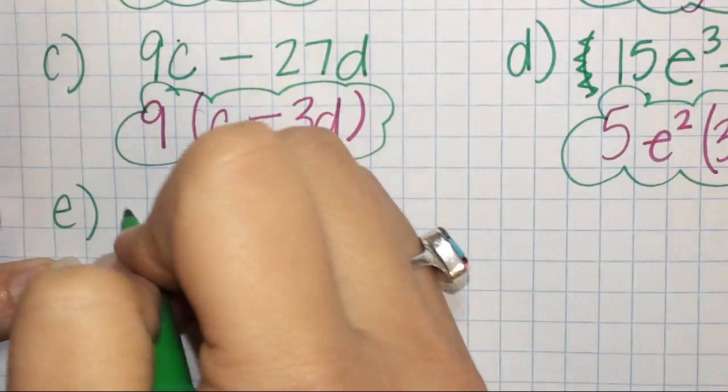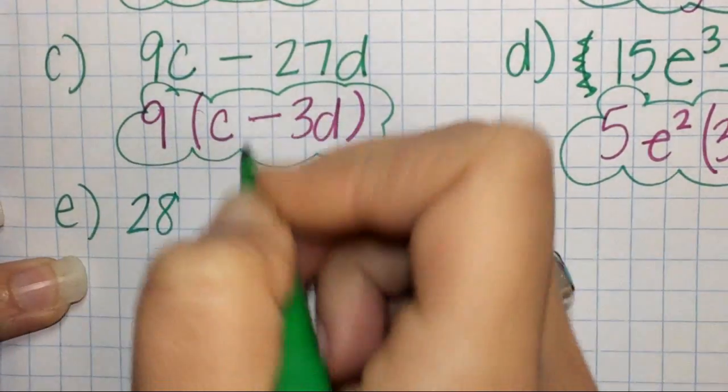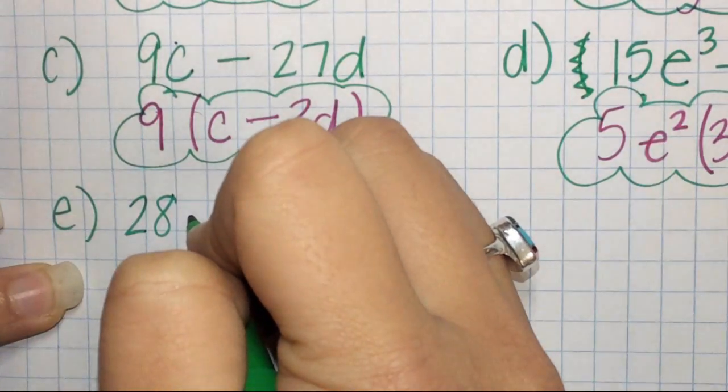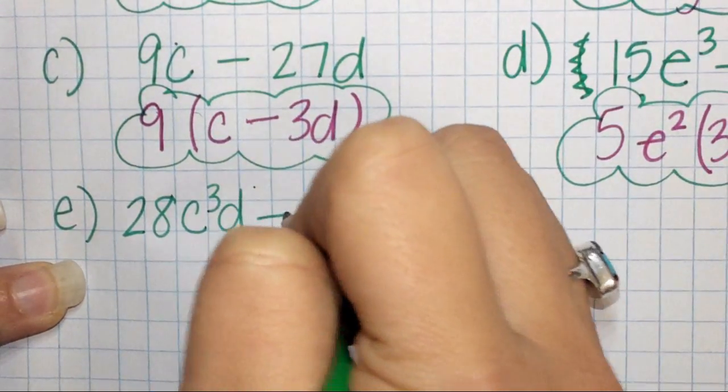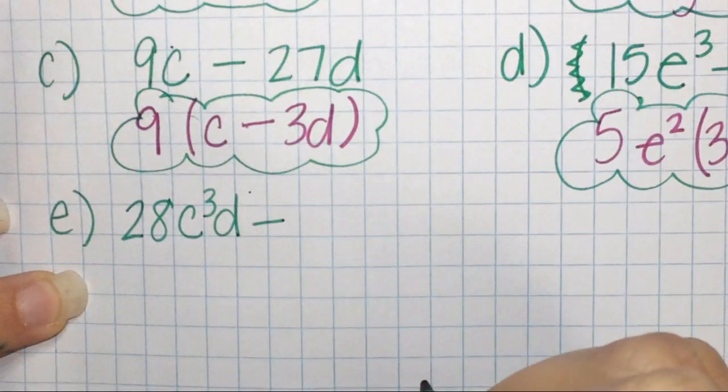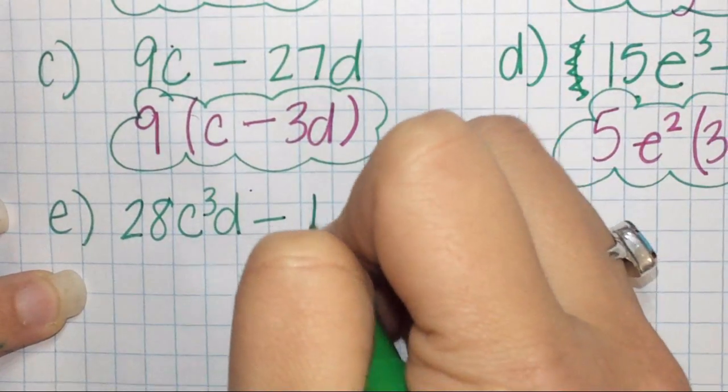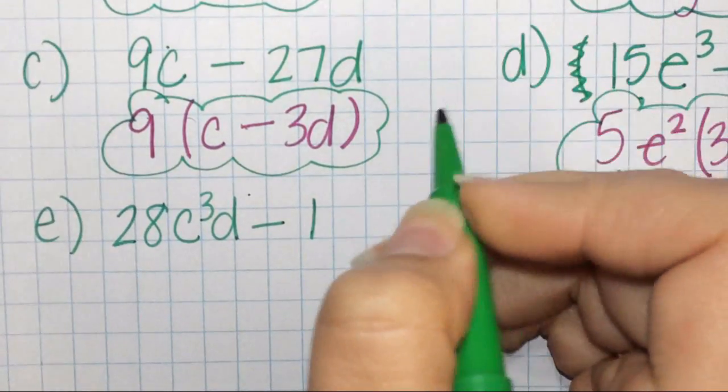All right, 28c cubed d minus. I am doing a math problem with these letters.